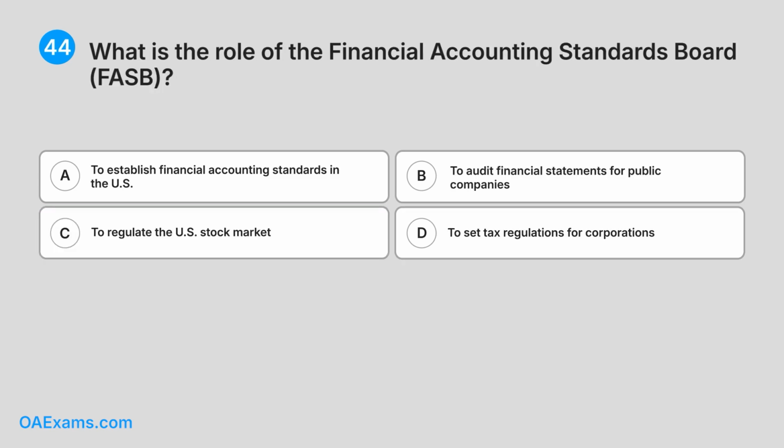44. What is the role of the Financial Accounting Standards Board, FASB? A. To establish financial accounting standards in the U.S. B. To audit financial statements for public companies. C. To regulate the U.S. stock market. D. To set tax regulations for corporations. Can you guess the answer?